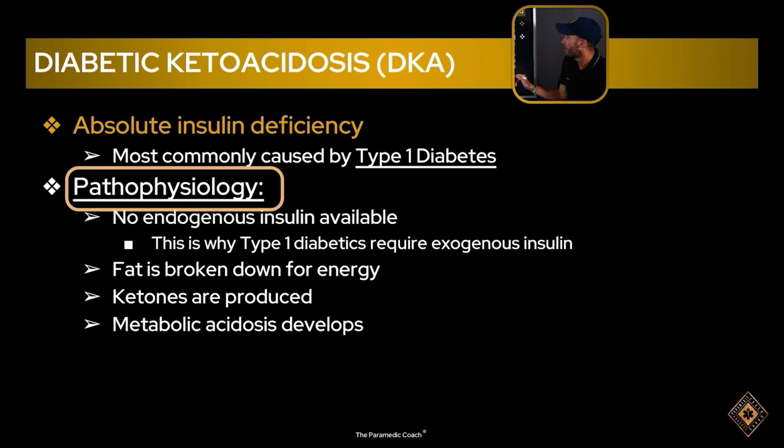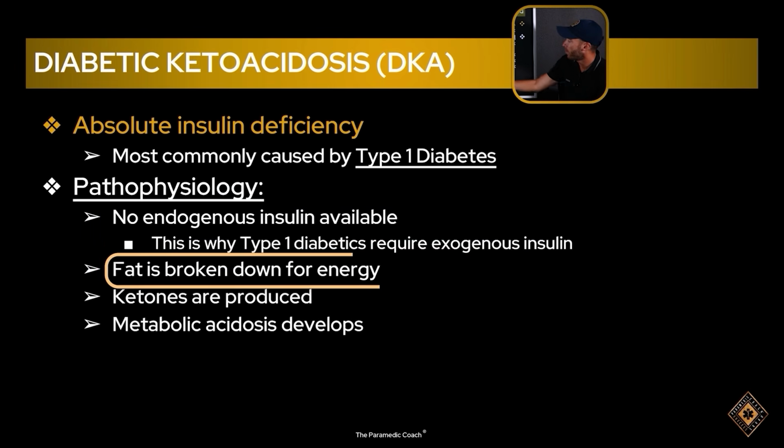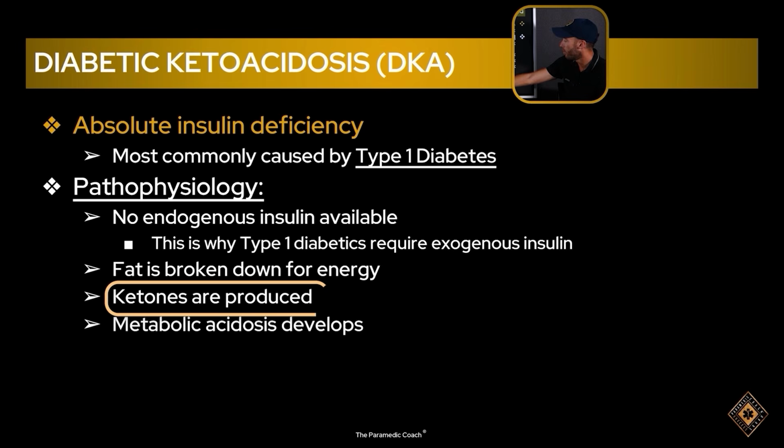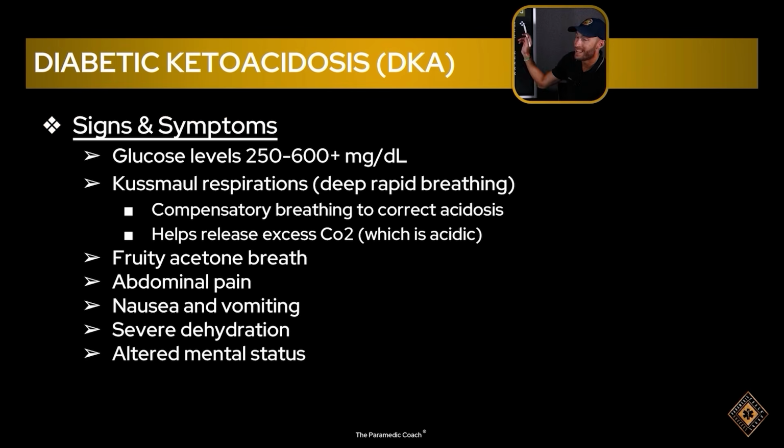Pathophysiology, okay? There's no insulin available. This is why type 1 diabetics require insulin, okay? Fat is broken down for energy, ketones are produced, and a metabolic acidosis develops. And here are clear-cut signs and symptoms of DKA.